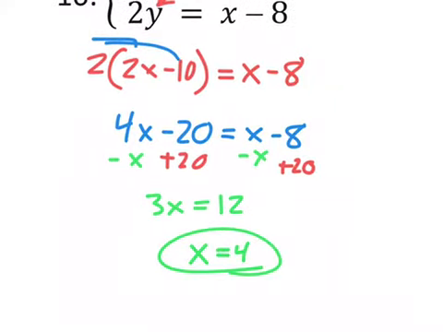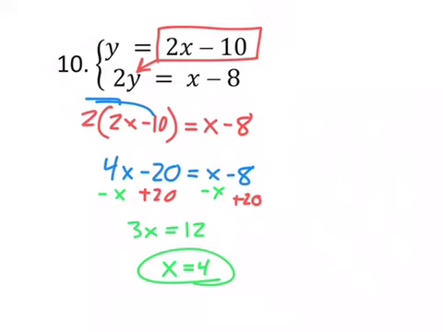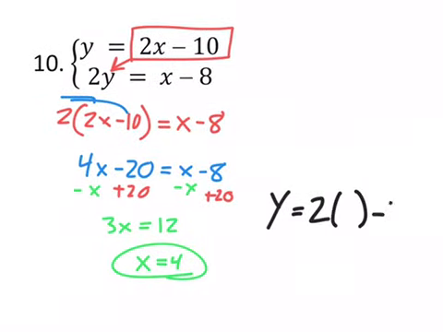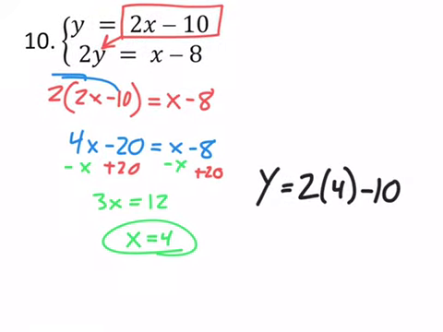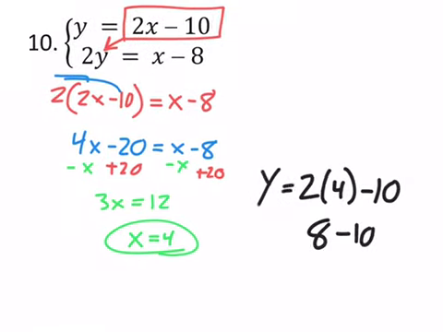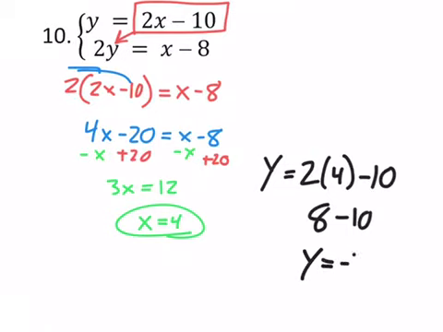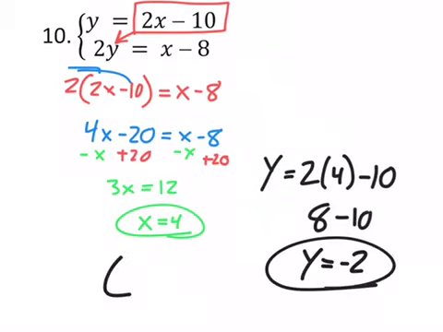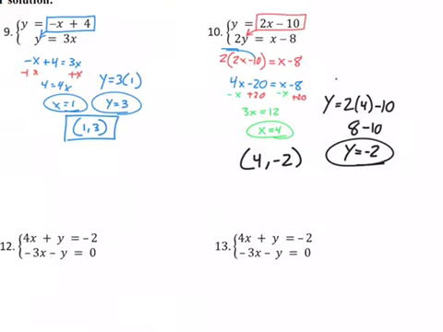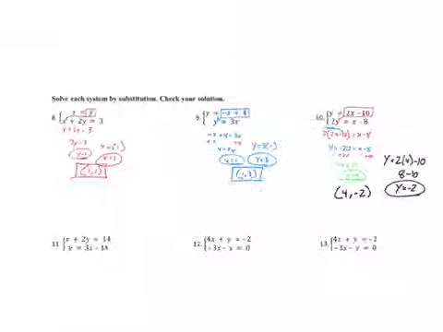x is equal to 4. All right, pick either equation to plug that back into. I'm going to pick the top equation. So I've got y is equal to 2 times x minus 10. My x is a 4. So we will get 8 minus 10 to get that y is equal to -2, making our coordinate point (4, -2). All right.